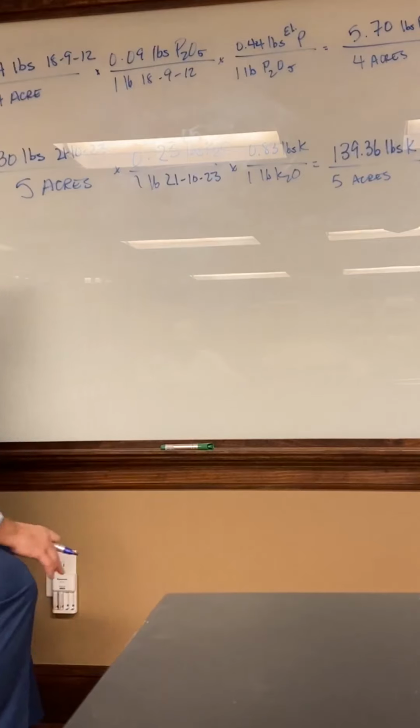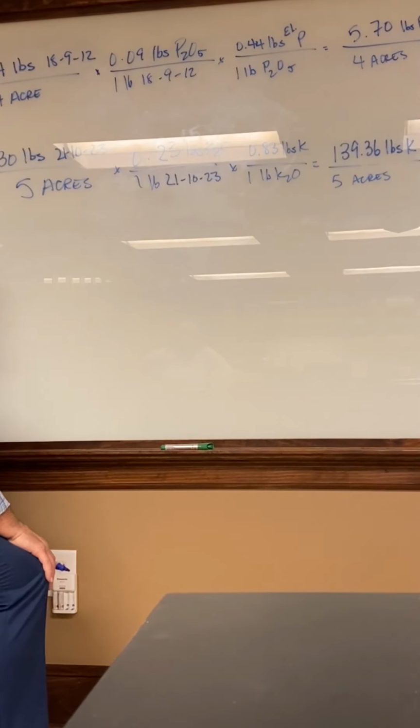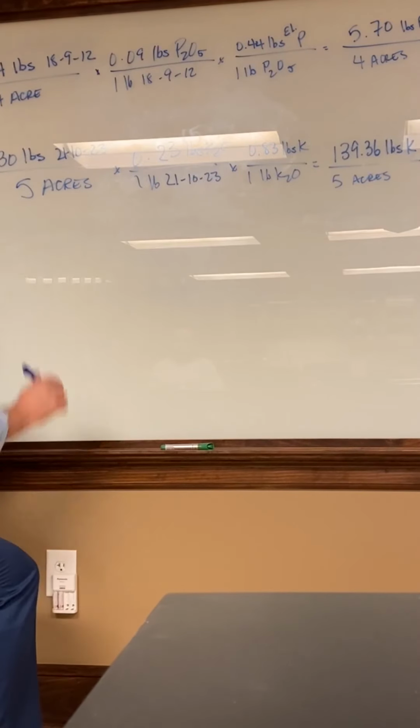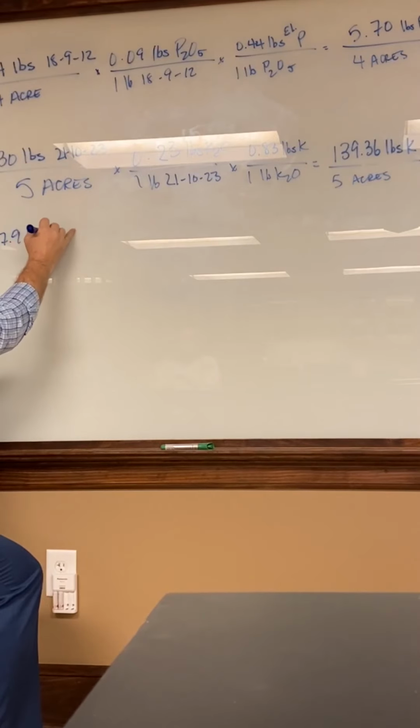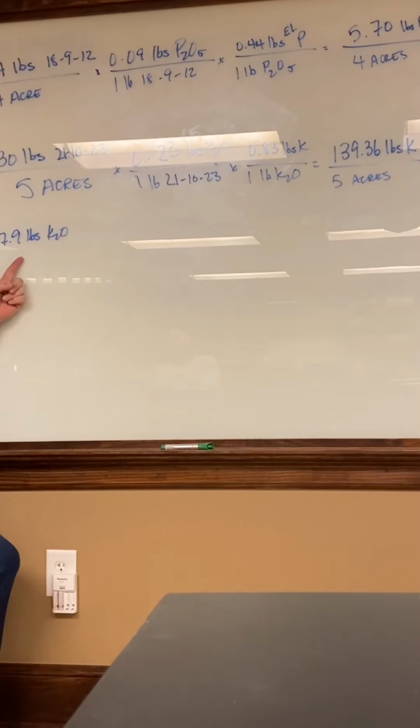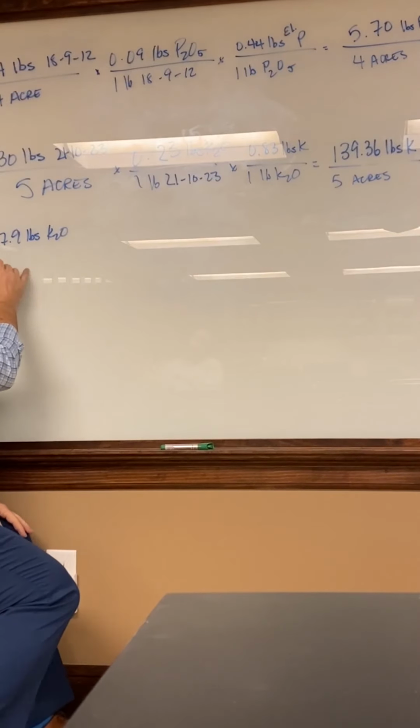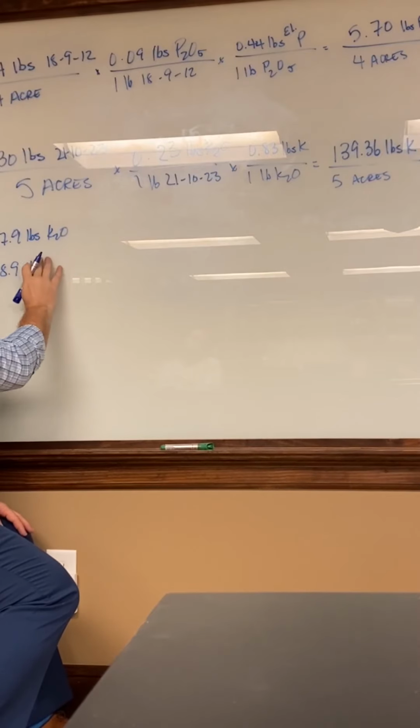All right, do 730 times 0.23. 167.9. A soil test recommends applying 168 pounds of K2O per acre. Right, let's just go ahead and round that up. We'll make that 168 pounds of K2O.